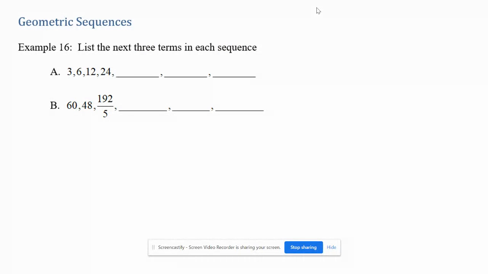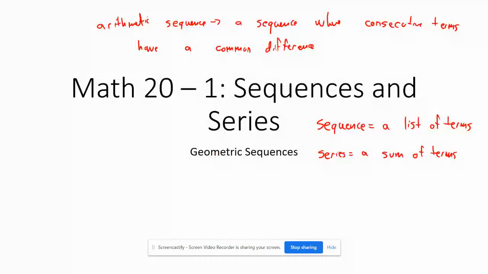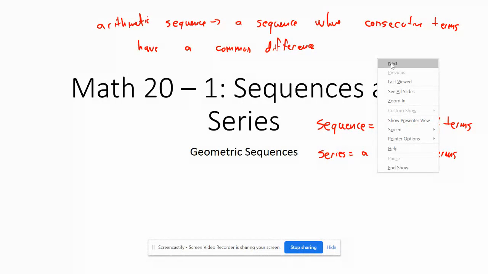List the next three terms of the sequence: 3, 6, 12, 24. Looking at this, I hope you recognize that we are multiplying times 2, times 2, times 2. Continuing this pattern, 24 times 2 is 48, 48 times 2 is 96, and 96 times 2 is 192. This is what we mean by a geometric sequence.